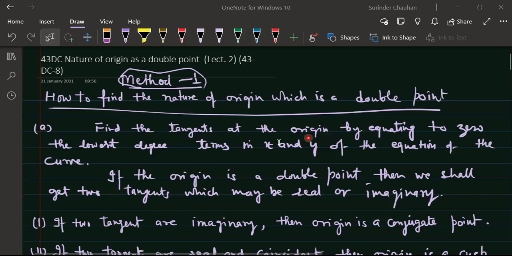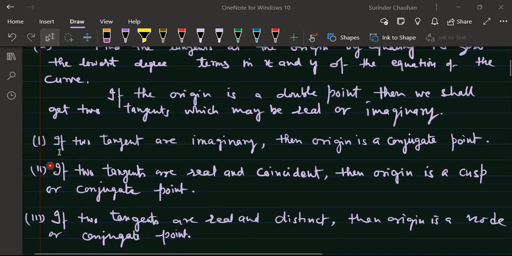If that gives us only a single tangent equation, we can't discuss the double point. If the origin is a double point, then we shall get two tangents, which may be real or imaginary, that is, real and distinct, real and coincident, or imaginary.